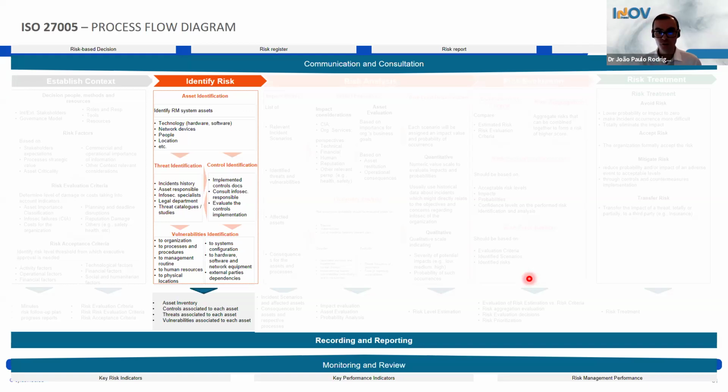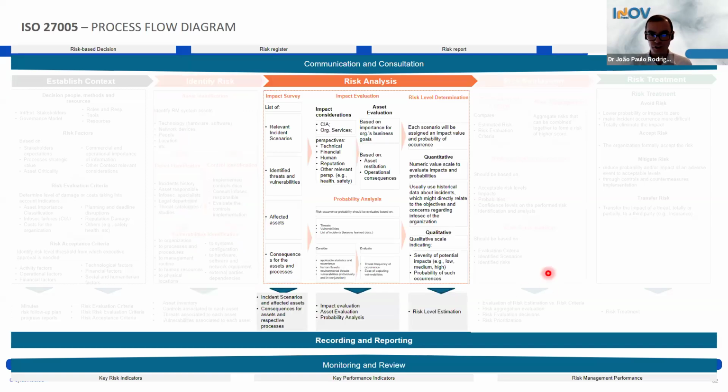And then we have to identify the vulnerabilities. For the organization, we need to consider what types of vulnerability there are, in several dimensions, like the organization, the processes and procedures, the management routine, human resources, physical parts, systems, network, etc. Okay. So the output of this stage is the asset inventory, controls, threats, and vulnerabilities associated with each of the identified assets.